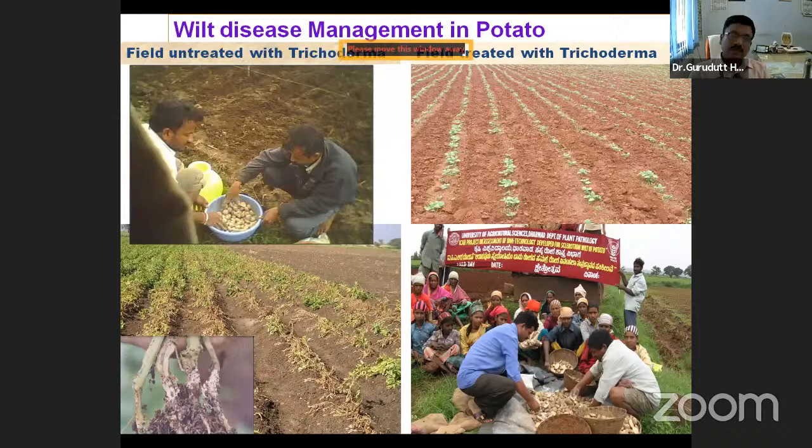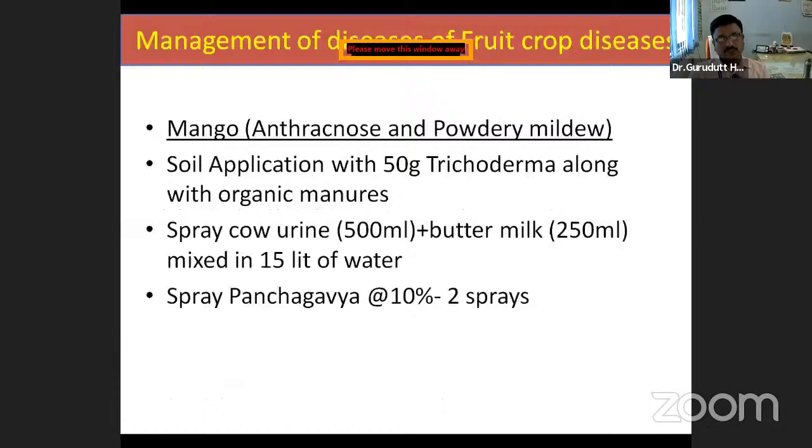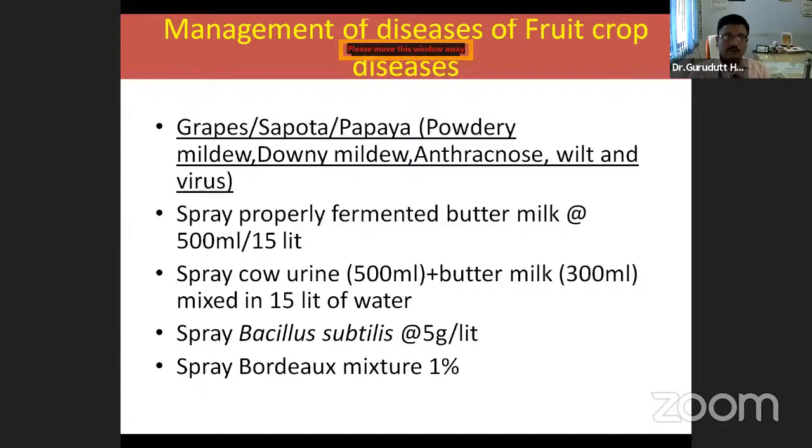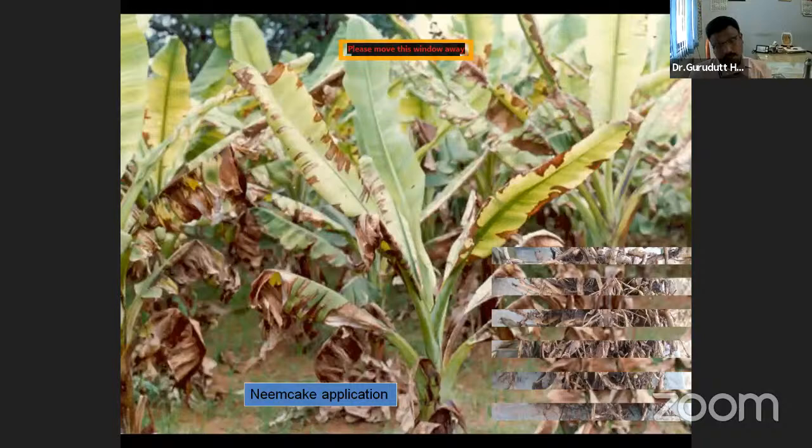And even for sugarcane, set treatment can manage many of the soil-borne diseases, not only for the commercial crops, but even for chili and many of the fruit crops like banana. We have Paecilomyces. I told you one of the best nematicides being produced and sold is Paecilomyces lilacinus. This, along with other ITKs, we can use to manage most of the diseases of fruit crops and vegetables. Okay, you can see this neem cake application. This is a Rhodophyllus-affected banana plantation.